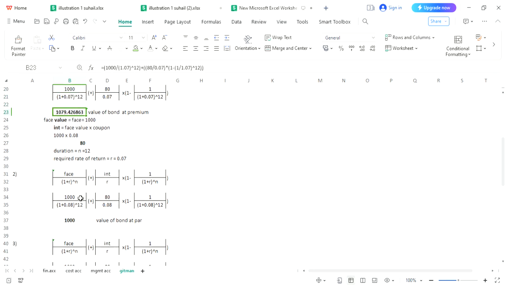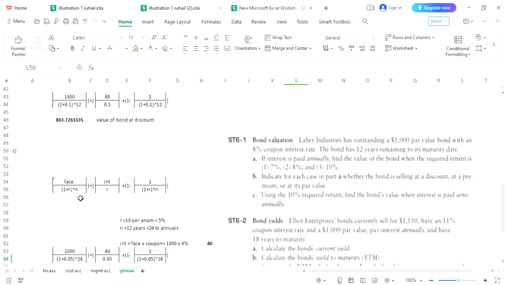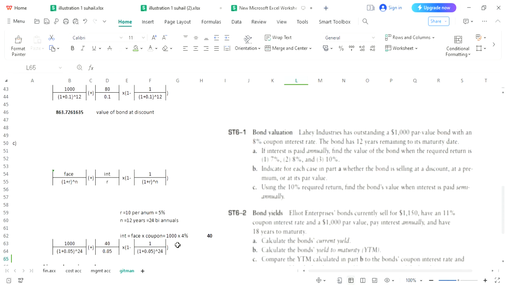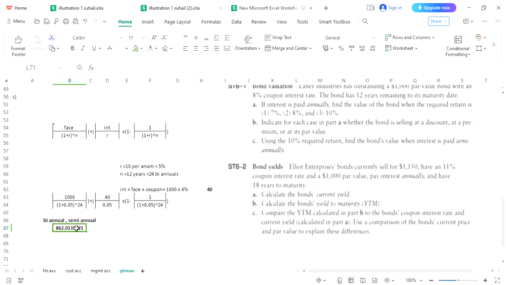For the B part, you have to write: if the value is more than 1000, it would be the value of a bond at premium. If the value is equal, it is the value at par. If the market value or sale value is less than 1000, we will call it at discount. This was our B requirement. We have seen it over here, and in C, we have just changed the rate according to semi-annually, and we have got this answer. So hopefully you have understood the whole scenario, the whole question.